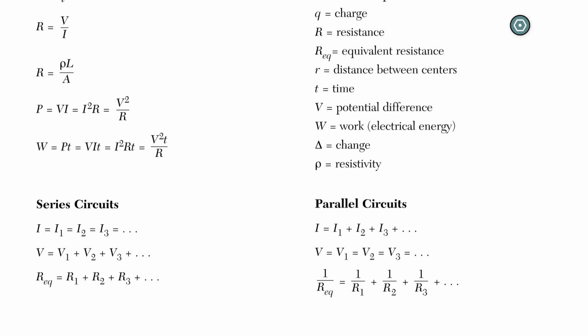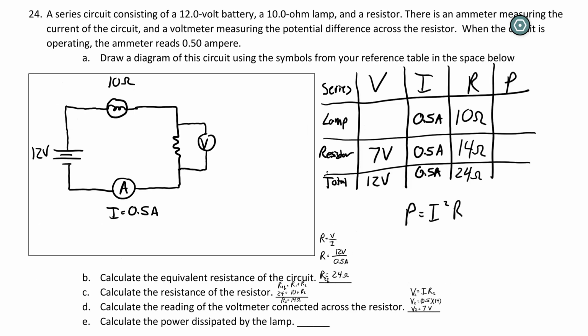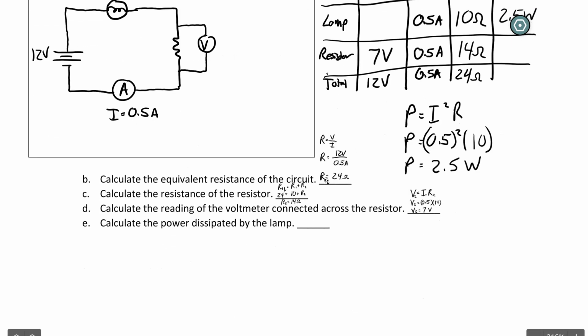We want I and R. We definitely don't want V. So this one's no good. This one's looking good, and we can't use that one. So we're going to use I squared R to calculate the power. Then you substitute in. So 0.5 squared is 0.25. So 1/4 of 10 is 2.5 watts. 2.5 watts. All right. So moving on to this next one here, we could write 2.5 watts.